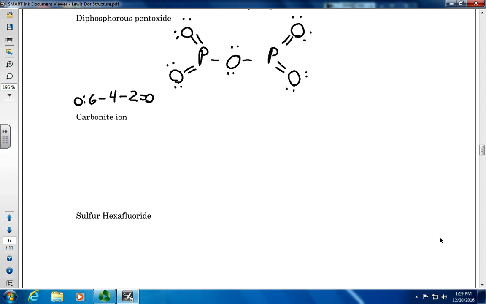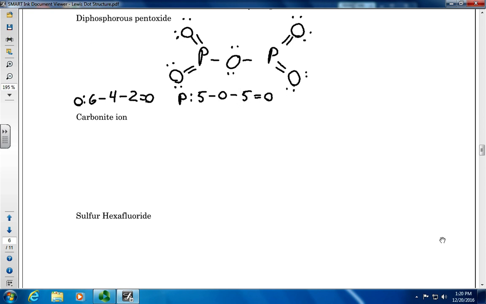Lewis dot structure. And we can even check the formal charge of phosphorus. Phosphorus starts with 5 valence electrons. It doesn't have any free electrons, but it does have 5 bonded electrons. Therefore, its formal charge is 0, and this is the correct Lewis dot structure for diphosphorus pentoxide.